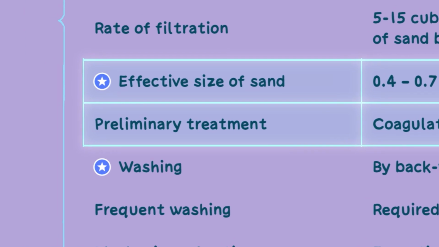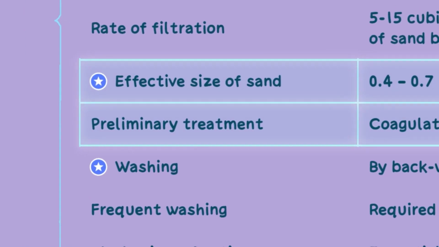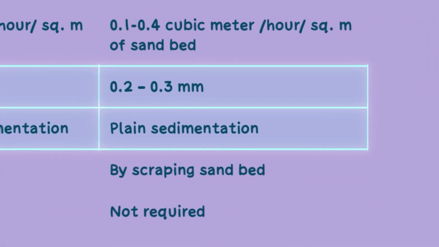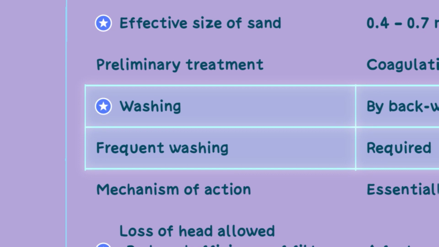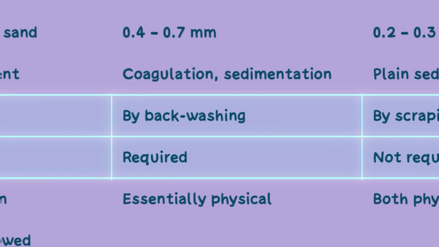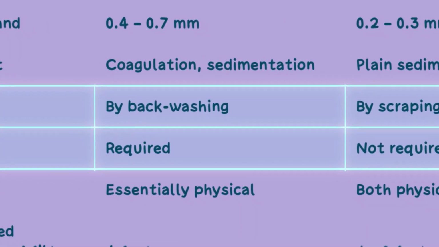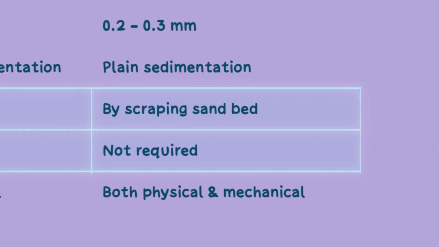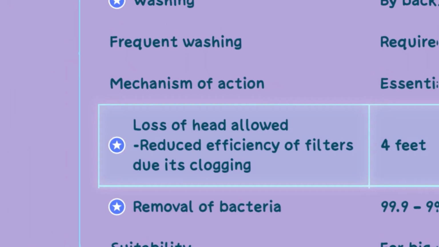Preliminary treatment in rapid sand filters often involves coagulation and sedimentation, while slow sand filters rely on plain sedimentation. When it comes to washing, rapid sand filters are backwashed to remove accumulated impurities, while slow sand filters require scraping of the sand bed. Next point to note is loss of head.